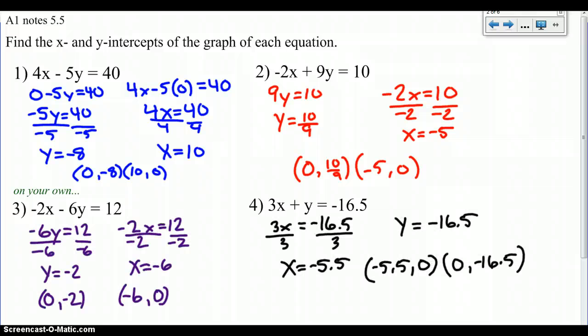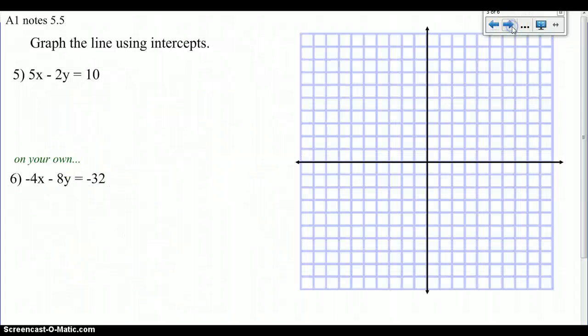Okay, now you can see the answers for 3 and 4. Make sure yours match, and if not, pause this screen, get it copied down correctly so you'll be ready to go. All right, now we're going to go one step further on these next two problems. Not only are we going to find the intercepts, but we're going to use those to graph.